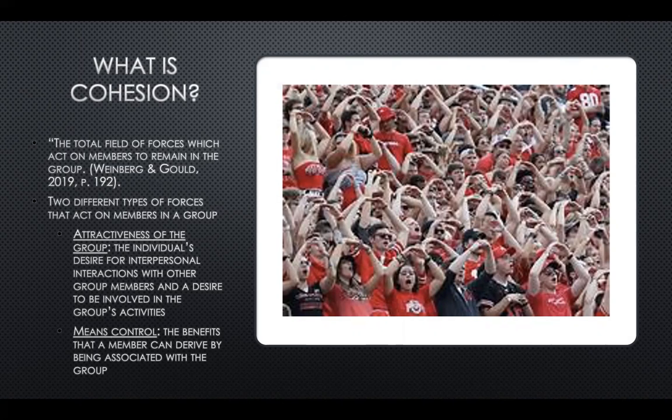associated with the group. So when a student and/or athlete chooses to go to Ohio State, they may choose the school because they have a desire to be an exclusive part of this group, commonly known as Buckeye Nation, and be involved in activities such as going to sporting events. You know, of course, when there isn't a pandemic happening. The means control for a person who is a part of this group may be a sense of belongingness, forming friendships and relationships, academic and athletic opportunities, etc.